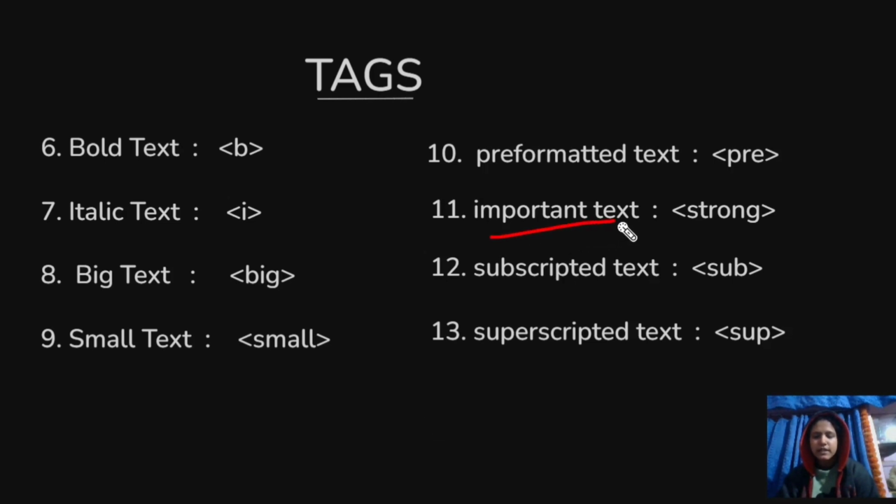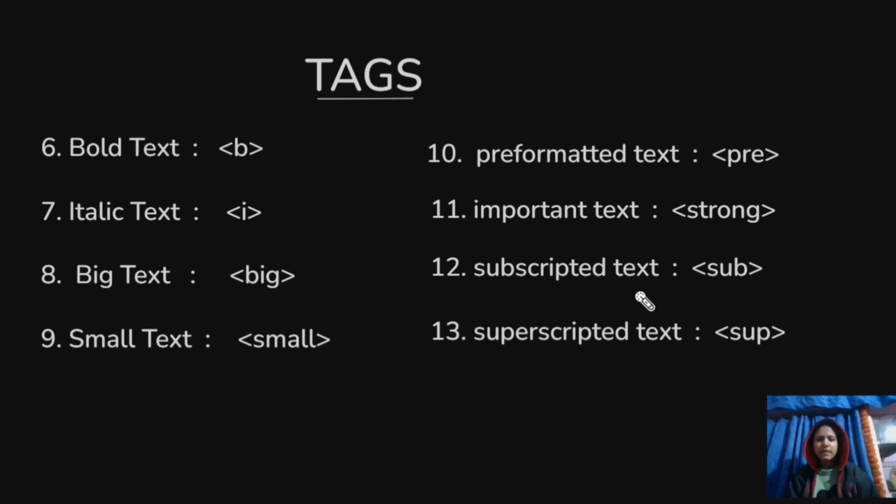The important tag is basically used when we write a paragraph and it has important text, where the strong tag is used. The text is visible in bold and dark in color, and the weight of the text is high. So basically where we want important text to be visible, we use the strong tag. Next tag is the subscript tag.